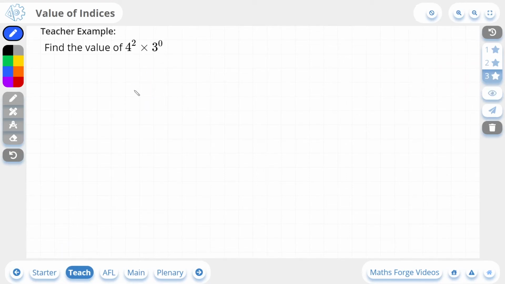We'll do another 3-star example. 4 to the power of 2 is 4 times 4, and we are multiplying this onto 3 to the power of 0. So 4 times 4 is 16, multiplied by 3 to the power of 0. Remember, anything to the power of 0 is just 1. And of course, 16 times 1 is 16. So this should be our final answer. And if we check our answer, there it is.